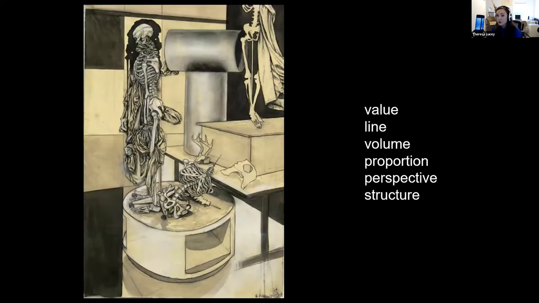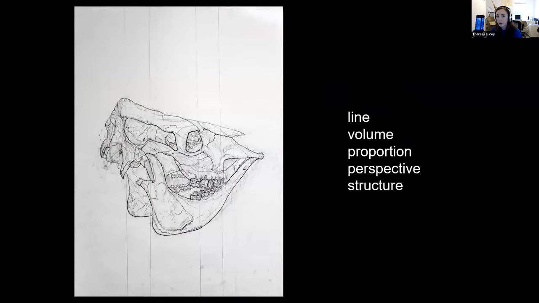Okay, so this would be a drawing that would pass portfolio review. It has value, it has good line quality, it shows volume, it shows correct proportion, correct perspective, and structure. If you are not familiar with the drawing program at UCF, we have a very structured way of describing the form very deliberately. This would be an example of that. This would be a very highly rendered drawing, but let's go over some other drawings that are very different that would also pass the portfolio review for the drawing section.